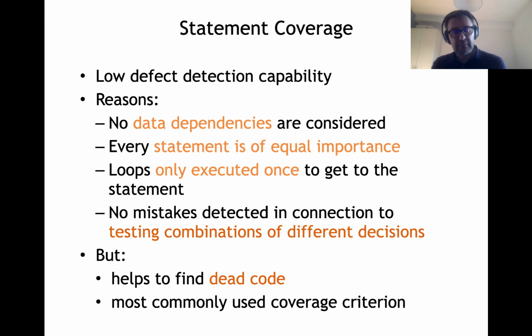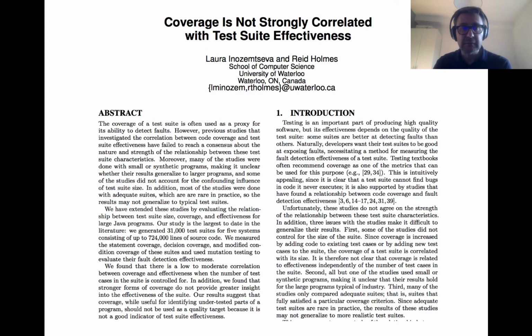But these were four of the downsides, but it can help to find dead code. It's the most commonly used criterion, so it's very important for you to have a good understanding of it.